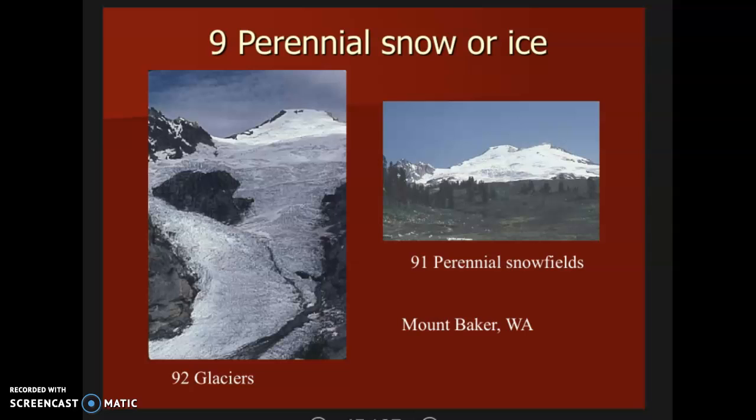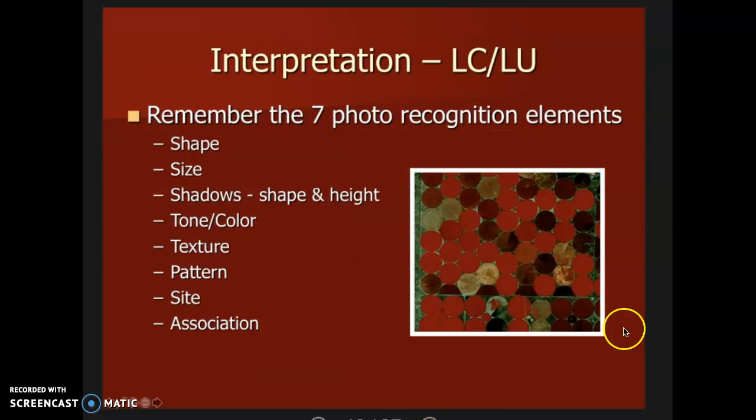Like glaciers would be 92. 91 is a perennial snowfield, maybe on a mountaintop in a cold location or high elevation. So those are the level 1 and some examples of level 2 breakdowns. And as you're determining land use and land cover, it's important to remember your photo recognition elements, right? Shape, size, shadows, etc., because that will help you determine land use and land cover.